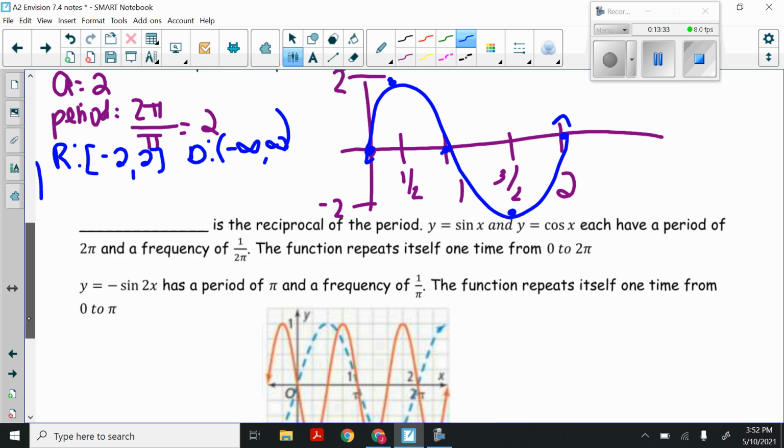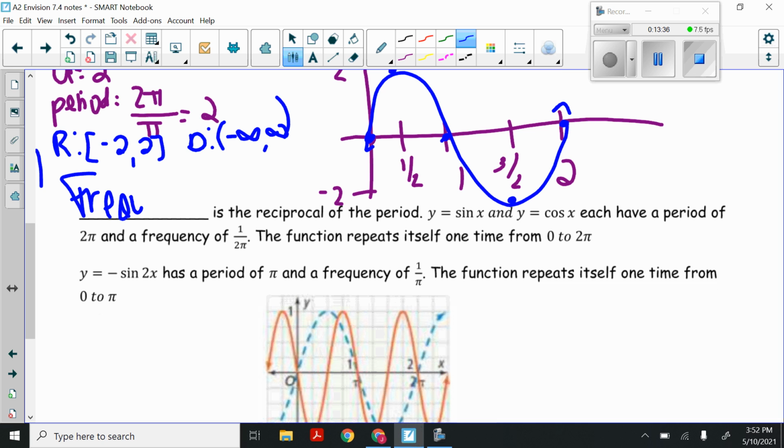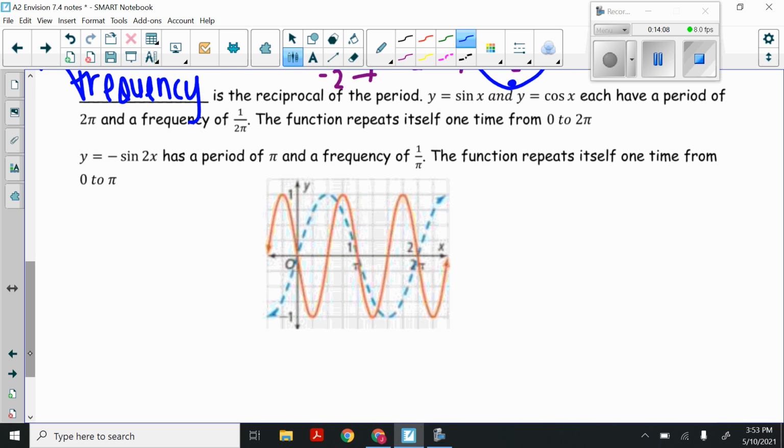Right, so now we're going to talk about what's called a frequency. So frequency is the reciprocal of the period. So y equals sine x and y equals cosine of x each have a period of 2 pi. If I flip that, that means the frequency is 1 over 2 pi. The function repeats itself one time from 0 to 2 pi. Okay? So y equals negative sine 2x has a period of pi and a frequency of 1 over pi because the function repeats itself one time from 0 to pi. And that's just what this is showing you here. Okay? So it repeats itself one time.